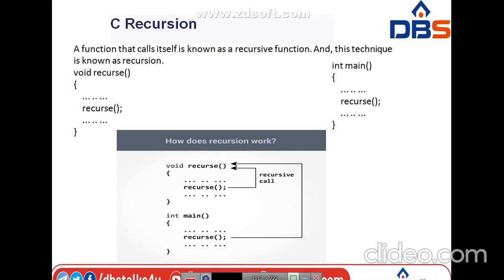For example, if you want to calculate the factorial of 4, it is 4 into factorial of 3. If you want to calculate the factorial of 3, it equals 3 into factorial of 2, and factorial of 2 equals 2 into factorial of 1. Again factorial of 1 equals 1 into factorial of 0. Like this, finally factorial of 0 equals 1. So in this way, in order to calculate the factorial, we are going to use recursion.